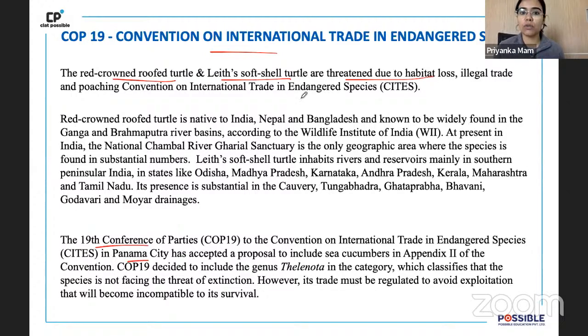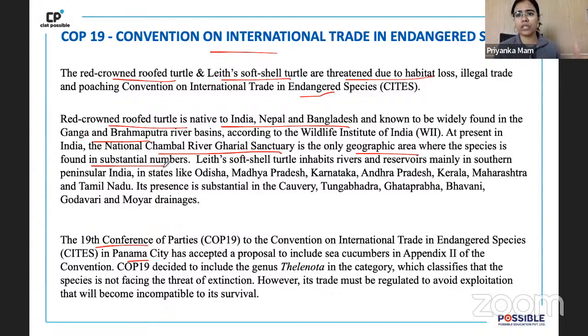ठीक है, सो इसको हम लोगों ने एंडेंजर्ड मान के हमने कहा कि we are going to conserve it even further. Now, red-crowned roof turtle is native to India, Nepal, and Bangladesh, and it is widely found in Ganga and Brahmaputra river basin. Right? दूसरा अगर हम बात करें, at present National Chambal River Gharial Sanctuary is the only geographical area where this species is found in substantive numbers.